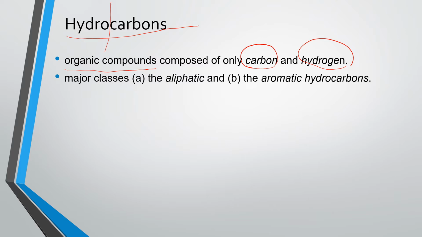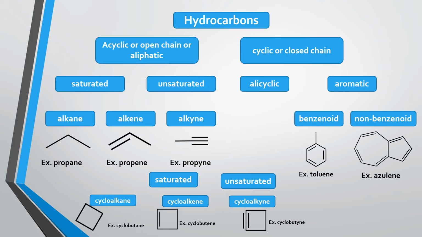So there are two major classes and we will describe each as we go on with this lesson. We have yung tinatawag natin mga aliphatic and then aromatic hydrocarbons. Now, ano nga ba ang aliphatic? Ano nga ba ang aromatic hydrocarbons? Ano ang pinagkaiba ng dalawang to? Okay, so atin nang kilalanin yung mga subgroups ng hydrocarbons na to.